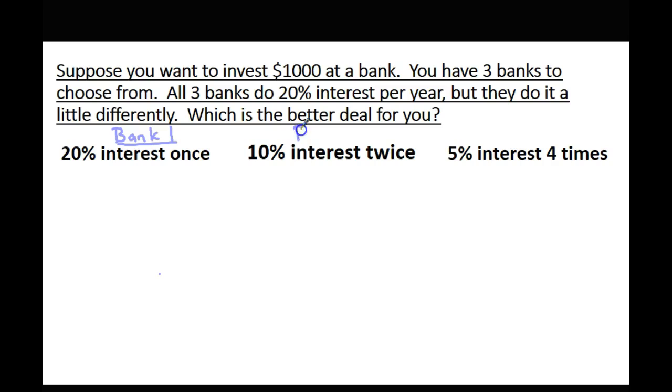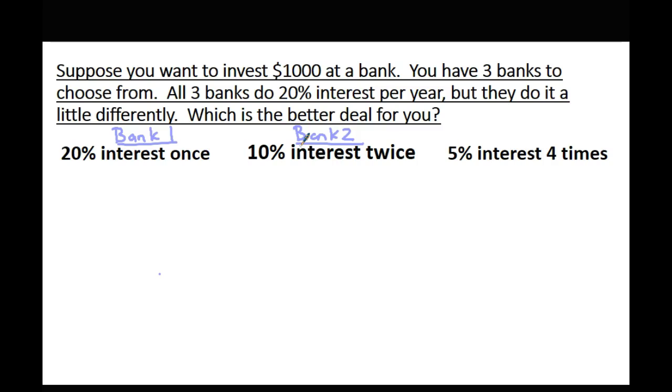Suppose we had Bank 2. Now Bank 2, you put your money in there, and then halfway through the year, they're going to give you 10%, and at the end of the year, they're going to give you the other 10%. So they give you 10% twice to make 20%, right?